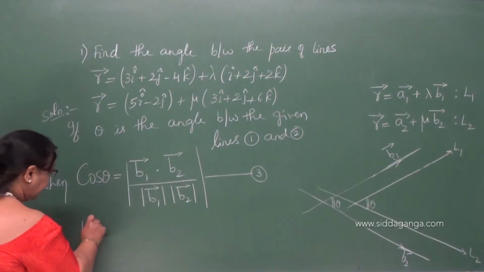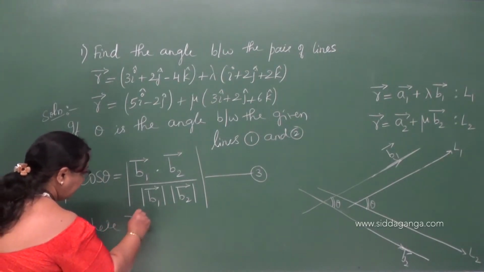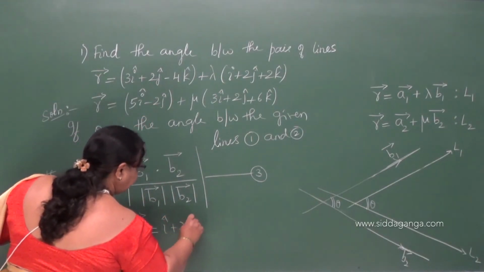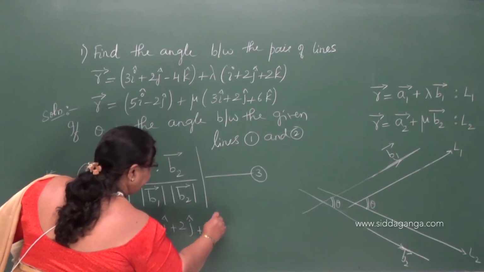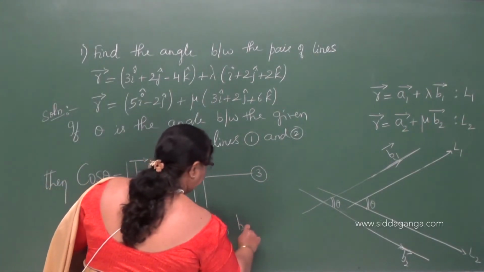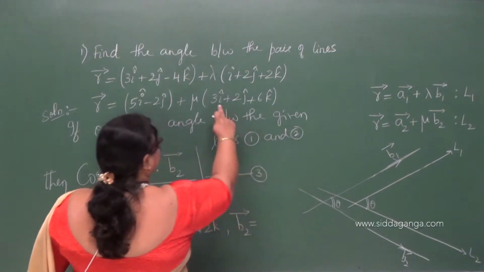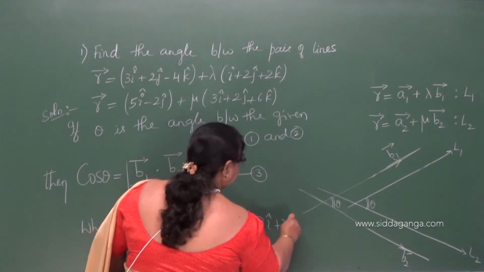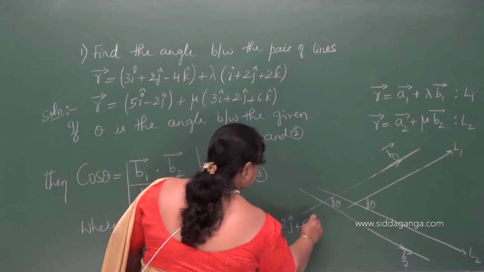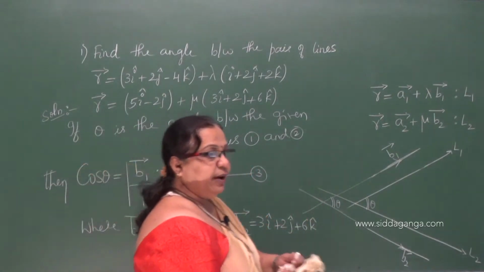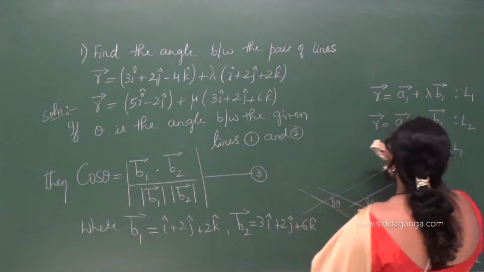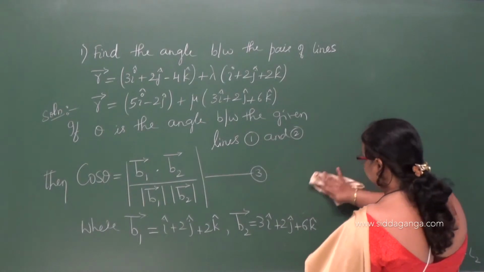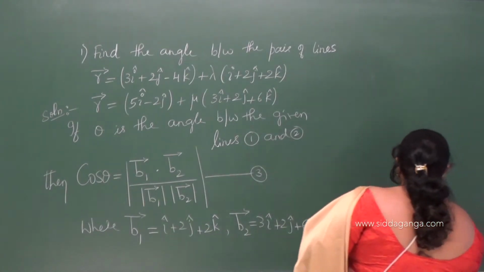So where you write vector b1, that is, in the first line, I cap plus 2 into j cap plus 2 into k cap, and vector b2 is equal to, in the second line, 3 times I cap plus 2 times j cap plus 6 times k cap. We have to write vector b1 and vector b2. I hope you have understood this concept here. That is how we have applied the vector algebra part.